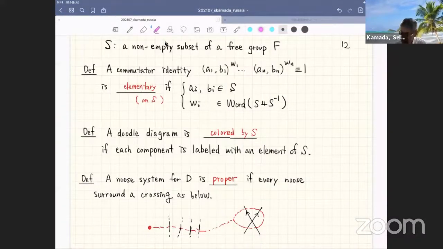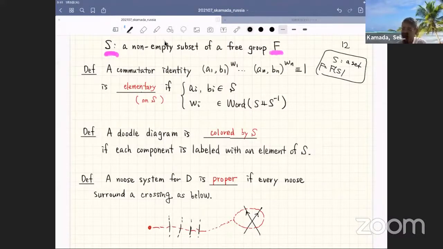And now we consider a special case of commutator identity and the noose system. First we consider a free group, and choose a non-empty subset of the free group. Usually we consider a set S first, and consider the free group. This is the usual case, but in the general case we can consider a free group and take any subset. A commutator identity is elementary on S if A_i and B_i are elements of S, and W_i is a word in S and S inverse. In this case, the commutator identity is called elementary.